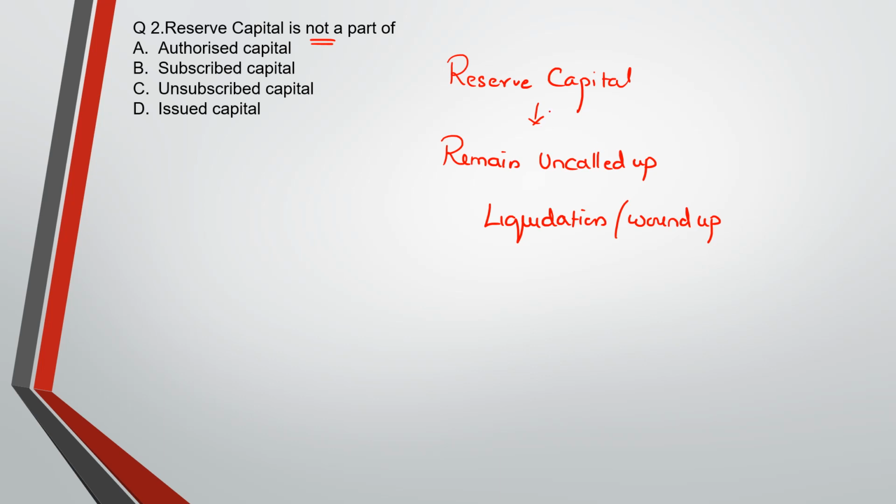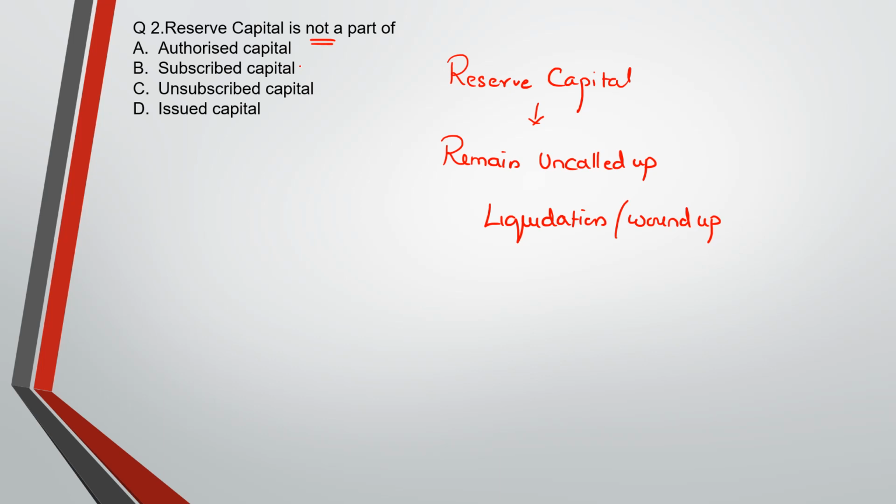So out of this, you know that reserve capital is obviously a part of the authorized capital because it is the maximum capital which can be issued. Out of that, only some shares would have been issued. It is the shares which are with the shareholders. So they have subscribed to it. So it is a part of subscribed capital as well.